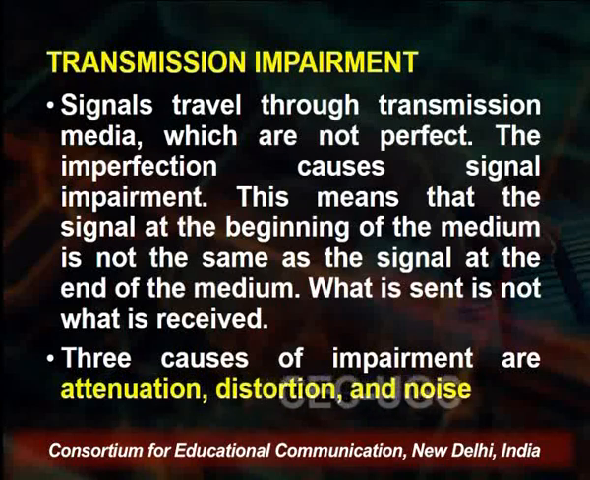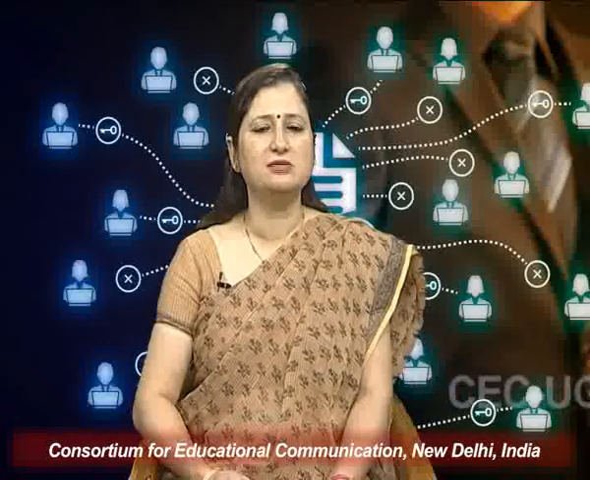So signal impairment refers to the phenomenon that causes the intensity of the signal to change. We will not say whether it increased or decreased, but we will say that the intensity of the signal changed. That is, the signal at the beginning of the medium will not be the same as the signal at the end of the medium, right. So what the sender sent is not what the receiver received.